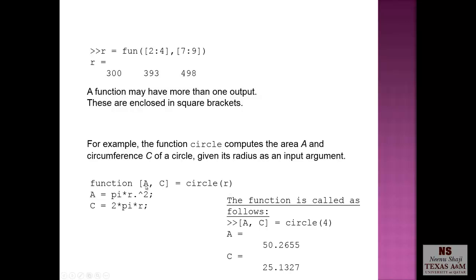Now we have to give the formulae for these two outputs. A is pi times r dot raised to 2, so that we can give r as a vector, and C is 2 times pi times r. And notice that we have used a semicolon to suppress the outputs. Now the function is called as follows: in square brackets A, C, equals circle of 4. So it evaluates the values for A and C separately.